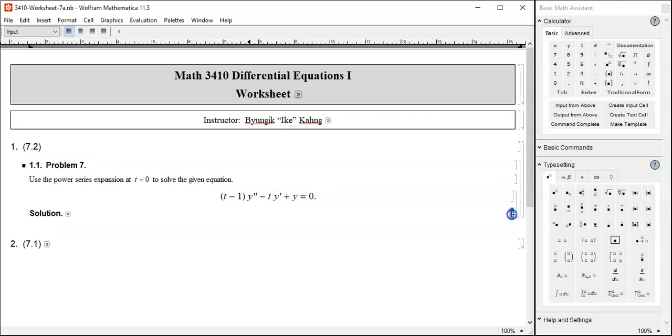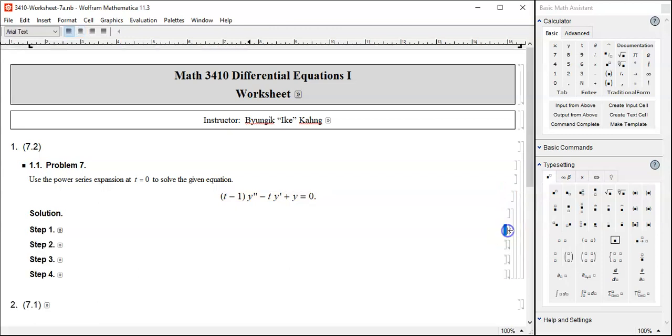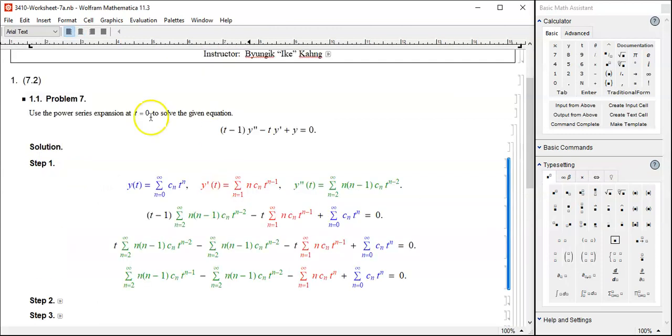The first step is rather obvious. We begin with a power series expansion at t equal to 0 as specified, and here it is. y of t is equal to the summation, n running from 0 to infinity, c_n t to the nth power. And then we simply take the derivative of each term, like this. n comes out as coefficient, and subtracting 1 from the power, we get the second term.